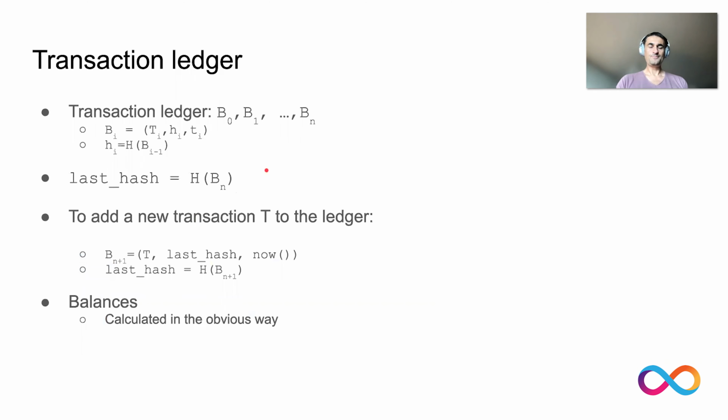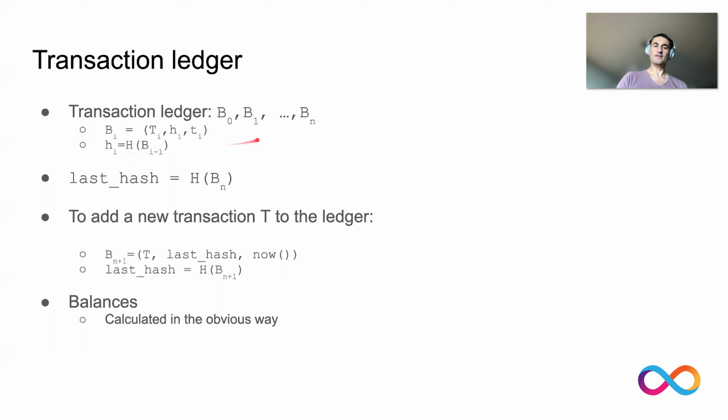So to explain this chaining, I'm going to just assume that the ledger at some point contains blocks B0, B1, ..., Bn. These blocks satisfy the following invariant. If block Bi contains a transaction Ti, some hash information Hi, and some timestamp Ti, then it must be the case that Hi is essentially the hash of the previous block. So this is what chains the blocks together.